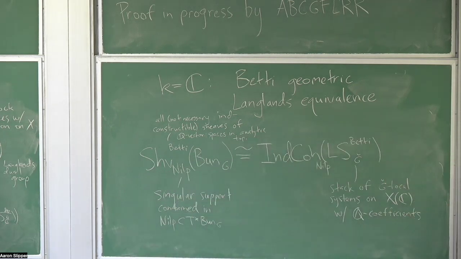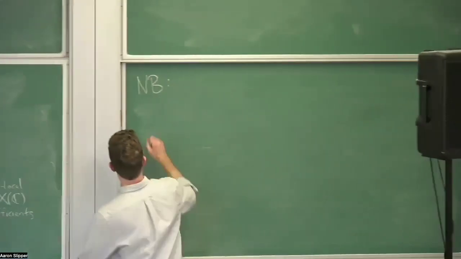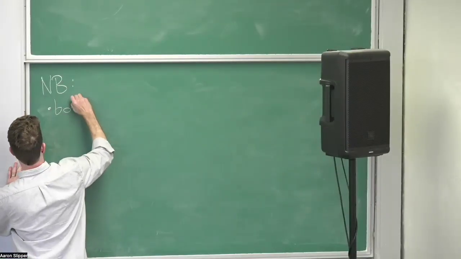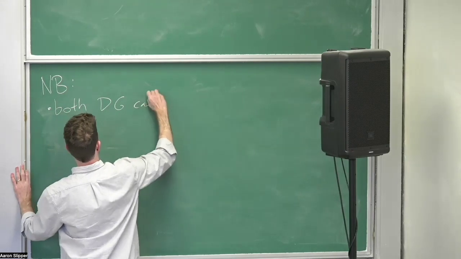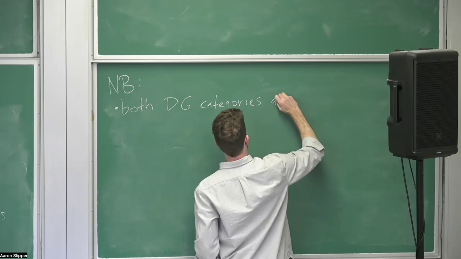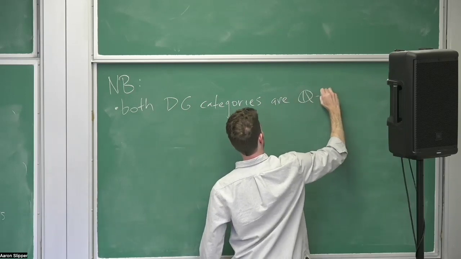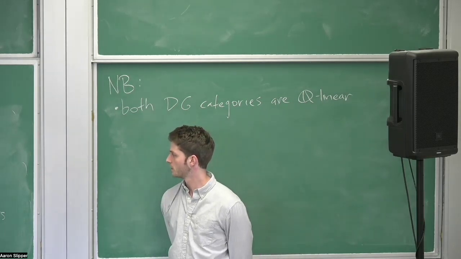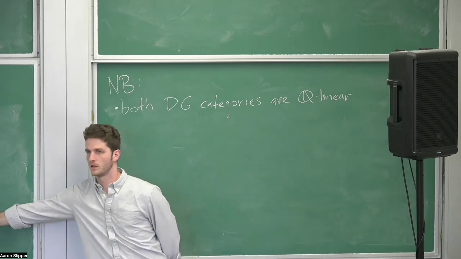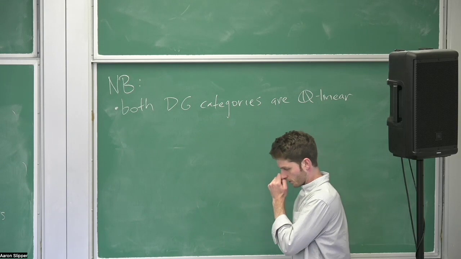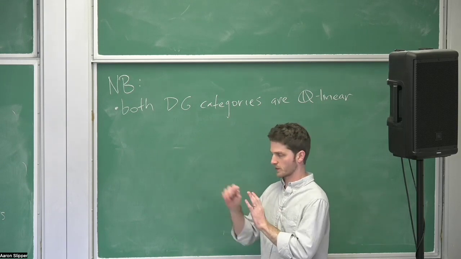Okay, so let me again make some observations. Just in the same vein, we should be careful about coefficients so we don't get confused. So both DG categories are Q linear. Sorry? When you say local systems, what are the coefficients? Q. Rational coefficients, yeah. Just local systems of Q vector spaces in the most classical sense. We just have to say it in families.